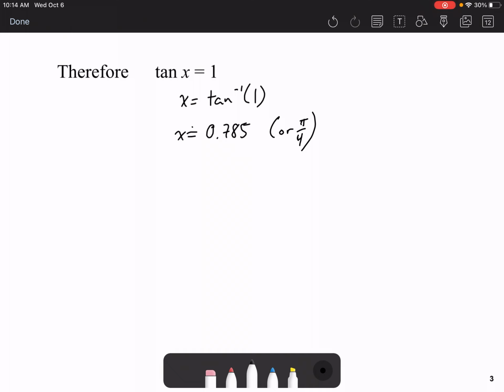Now by default, calculators automatically give you the answer in terms of the lowest angle closest to 0 in the first, second, or fourth quadrants. It'll never ever give you an angle in the third quadrant. So pi over 4 is this angle.